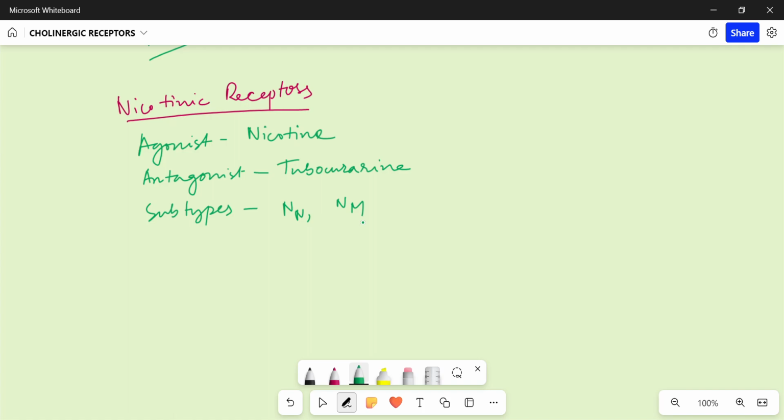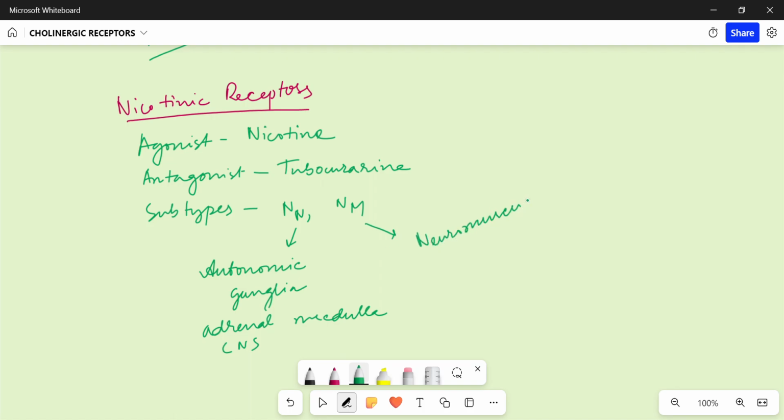Okay. NN is actually found in the autonomic ganglia, adrenal medulla, and central nervous system. But NM is found in the neuromuscular junction. Okay. How do they act?